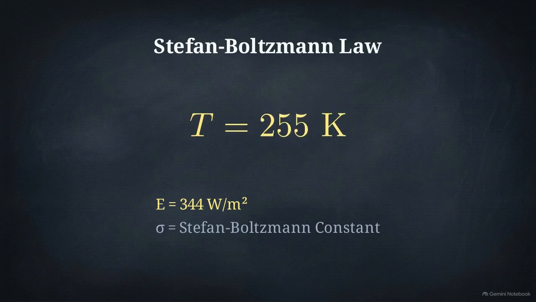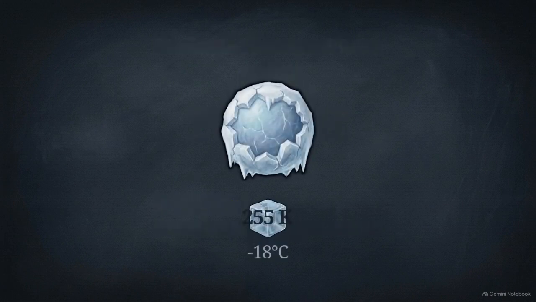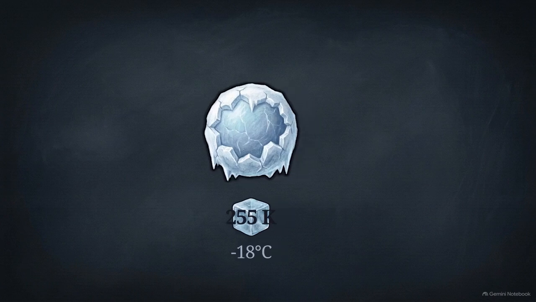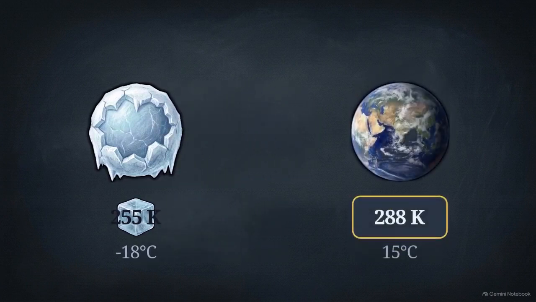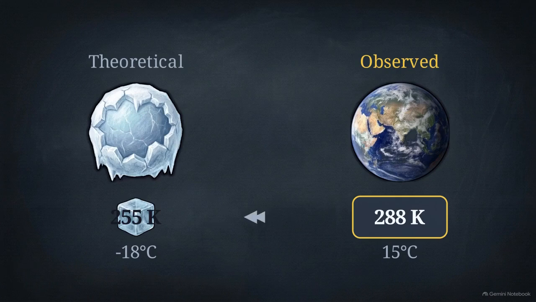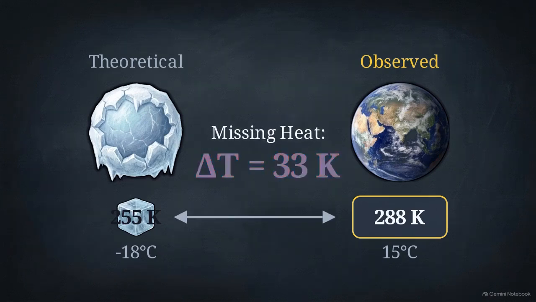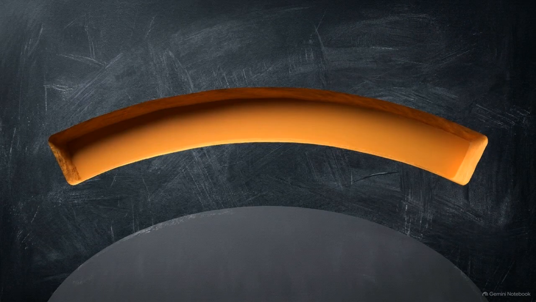When we plug that 344 watts per square meter into the Stefan-Boltzmann equation, the result is an equilibrium surface temperature of 255 Kelvin. At 255 Kelvin, or negative 18 degrees Celsius, Earth is a completely frozen, uninhabitable ball of ice. We know from direct observation that Earth's actual average surface temperature is a life-supporting 288 Kelvin. We are missing 33 degrees of heat. The laws of thermodynamics are not broken. Instead, our simple input-output model is missing a critical internal mechanism.